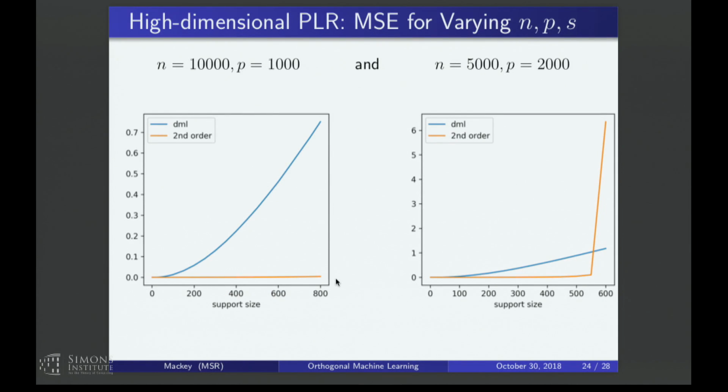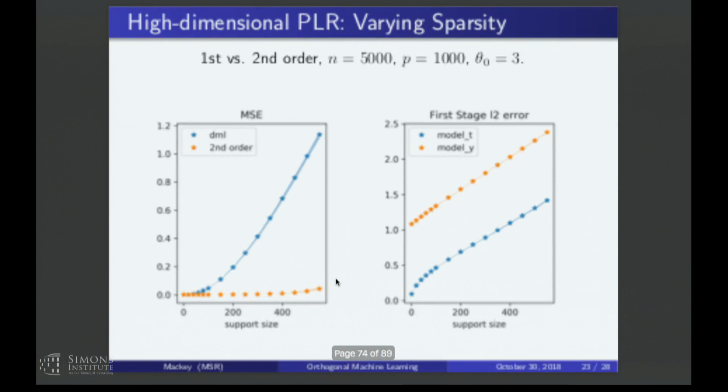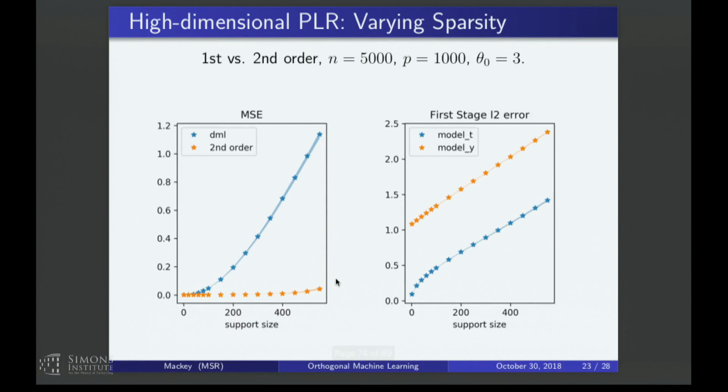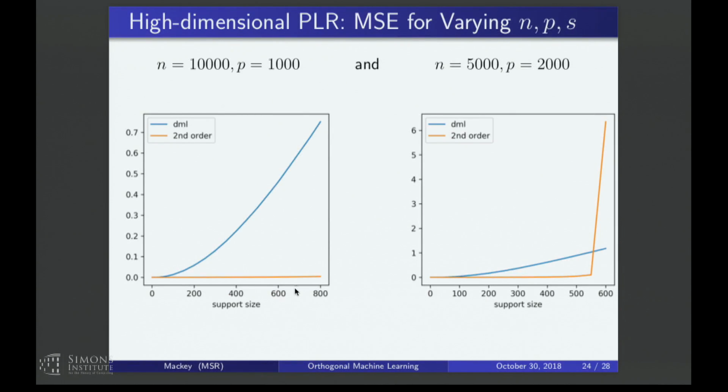Here are some plots from different settings of n and p. Before it was n is 5,000, p is 1,000. Here n is 10,000, p is 1,000, and we see a very similar picture. Here n is 5,000, p is 2,000, and you see a similar picture until, at this point, there's some sort of crazy numerical instability, and the error just shoots up to something like 6 or goes off the plot.